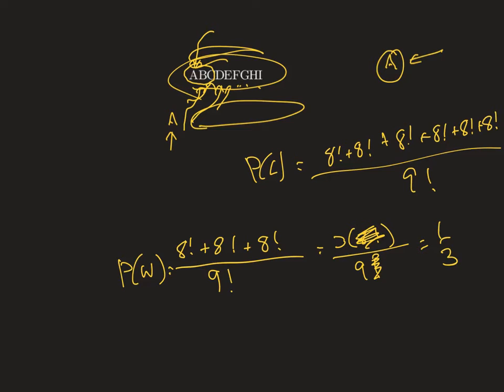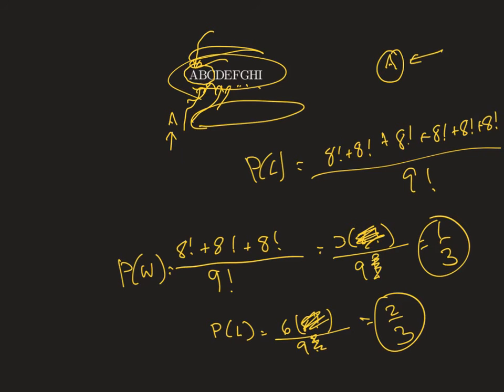Here we have 6 times 8 factorial. So the probability of losing is equal to 6 times 8 factorial over 9 factorial. This all cancels, and you end up with 6 over 9, which is 2/3. Okay, that is using just straight up factorial, no permutations, no combinations. All right, let's try permutations. For permutations, let's say we choose A, B, and C.